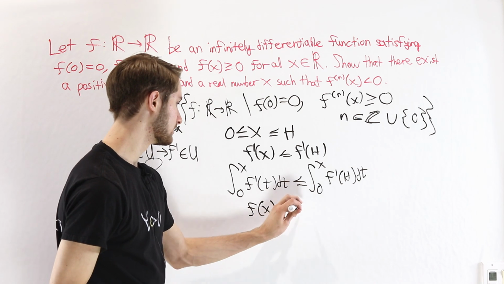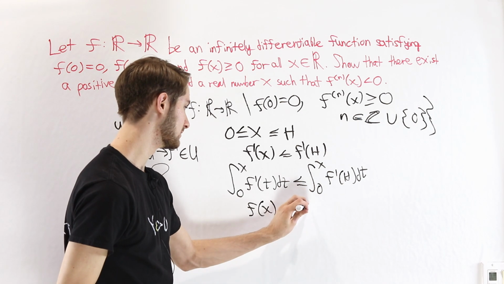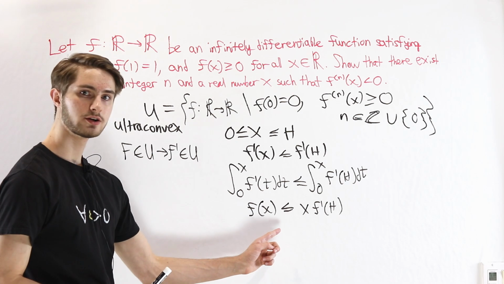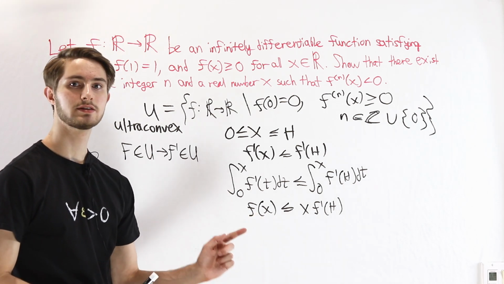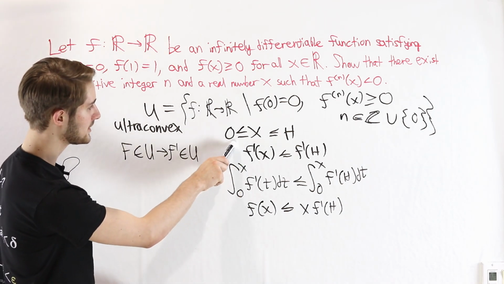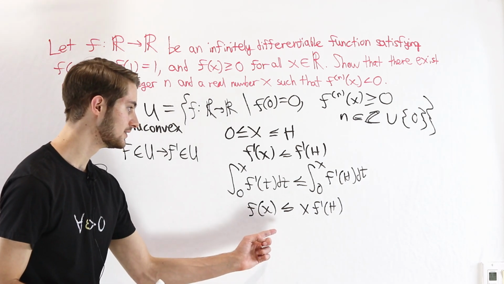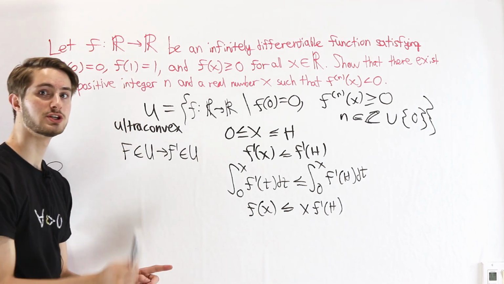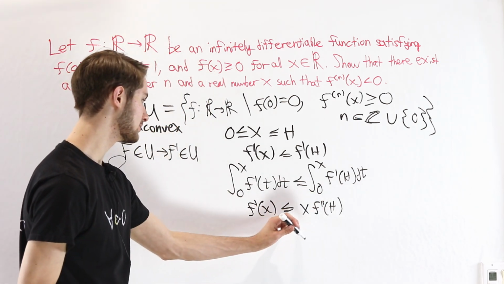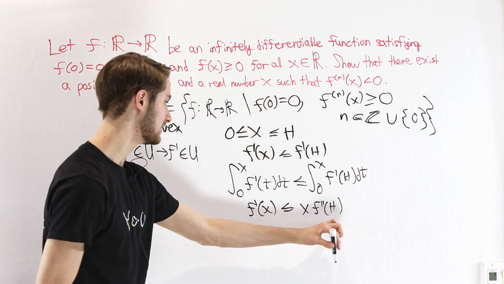That's less than or equal to, over here we're integrating a constant, so we're going to get the length of this interval, which is x, times f prime of h. This inequality here is an identity that holds for all ultraconvex functions where x is greater than or equal to 0 and less than or equal to h. That means that this identity also holds for the derivative of f, which is an ultraconvex function. So f prime of x is less than or equal to x times f double prime of h.